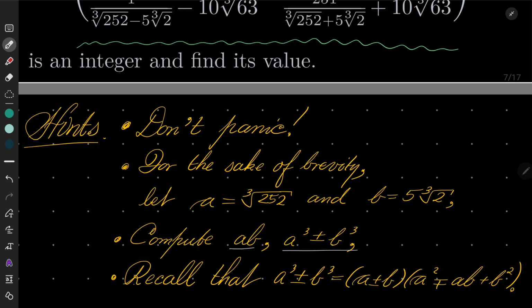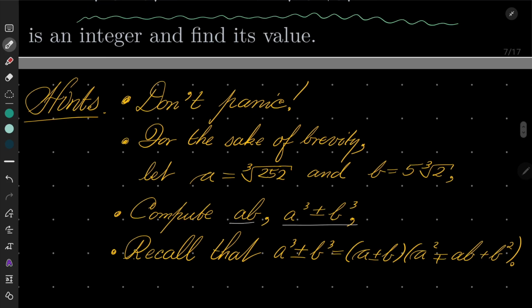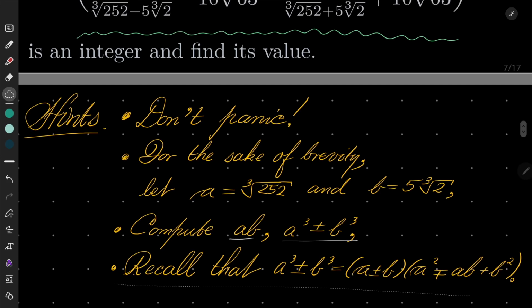And finally, the following identity, the following factorization will be helpful. A cubed plus or minus b cubed is a plus or minus b times a squared minus or plus ab plus b squared. We'll give this problem a try and I will see you in a minute.